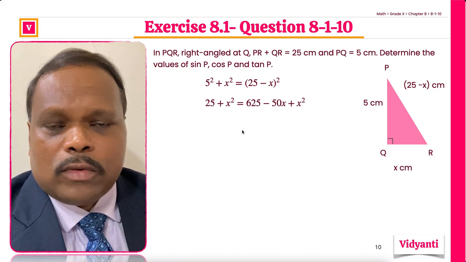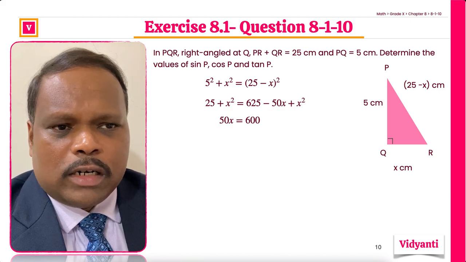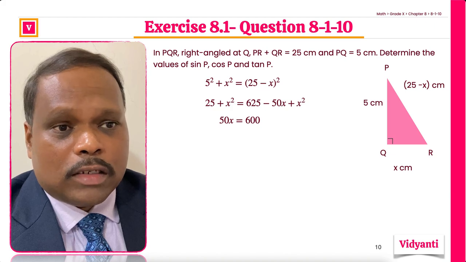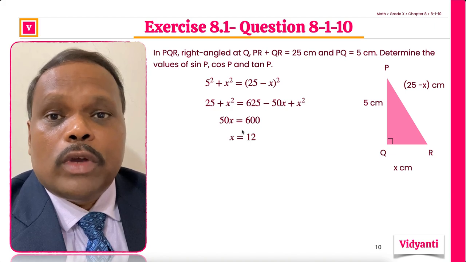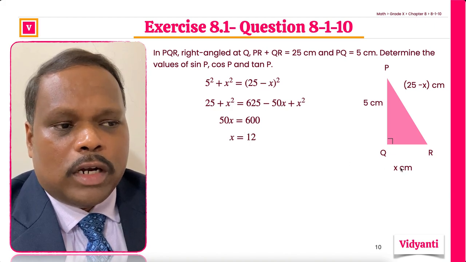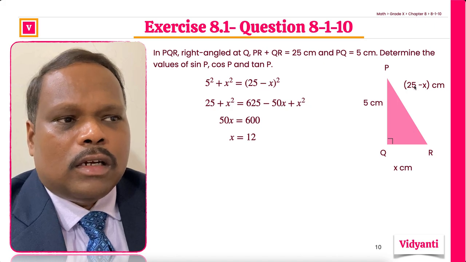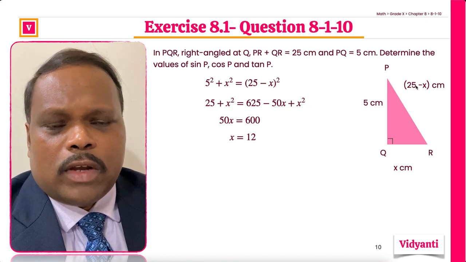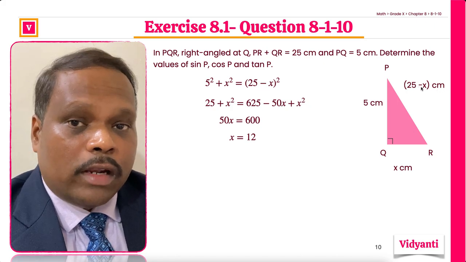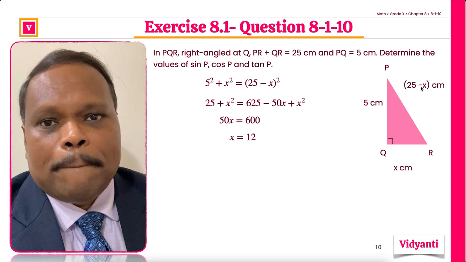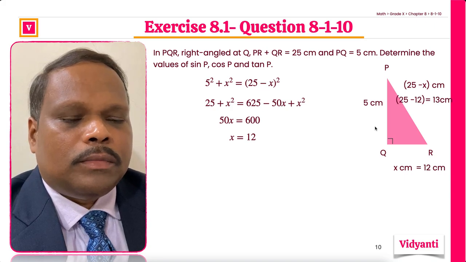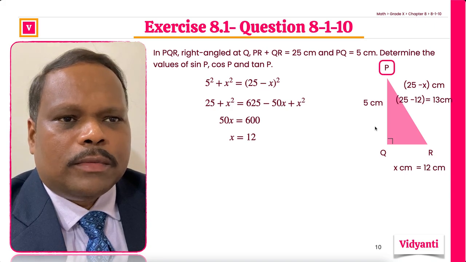Well, x square will get cancelled from both sides, and you'll get a simplified equation 50x equal to 100. That should give you x as 12. Once you get the value of x as 12, the other side is 25 minus x, which is 25 minus 12. That will come out to be 13. And that should be your answer.